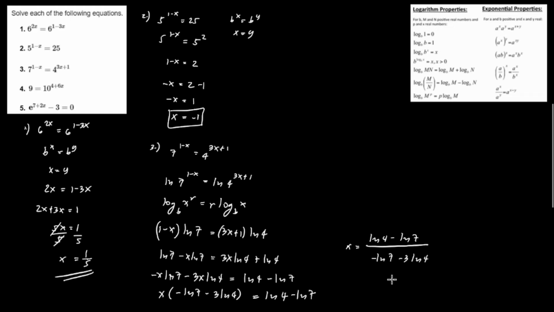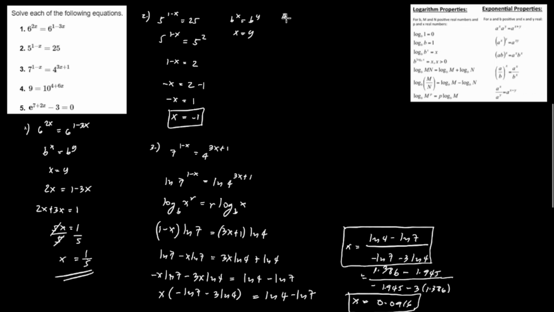And x is equal to ln of 4 minus ln of 7, and divide by negative ln of 7 minus 3 ln of 4. And the value for ln of 4 is 1.386 minus ln of 7, which is equal to 1.945, and divide by negative ln of 7, and it is 1.945 minus 3 ln of 4, multiplied by 1.386. So x is equal to 0.0916, and this is the value for x.